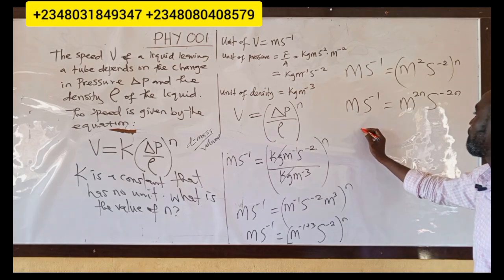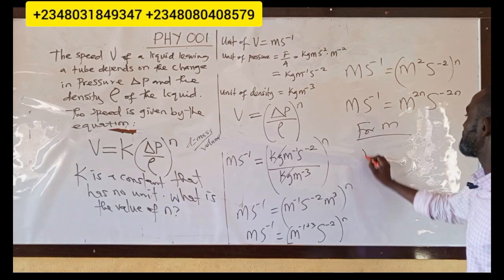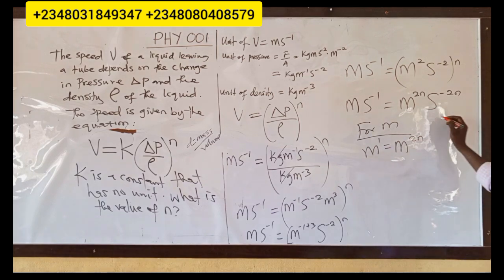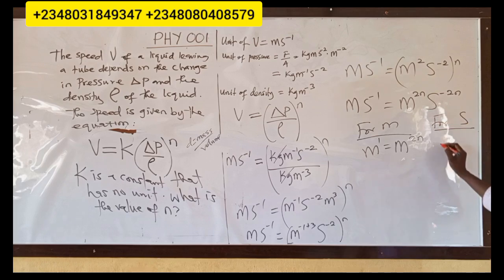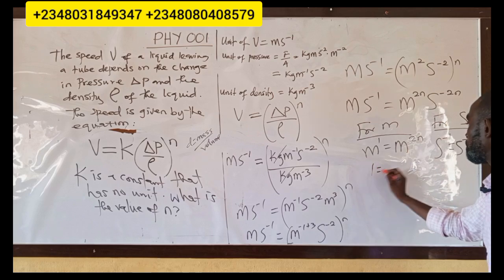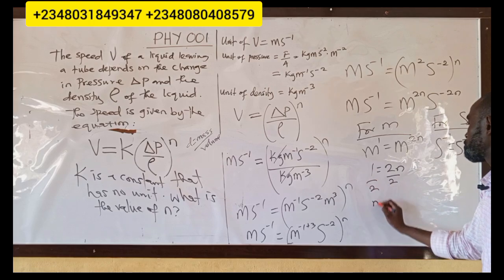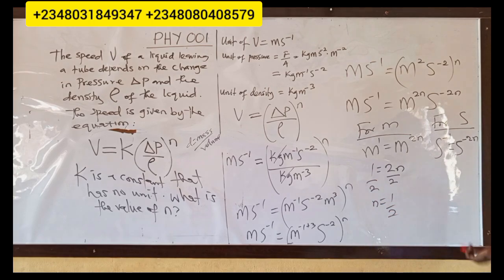For m, m to the power 1 equals m to the power 2n. You can use this. Or for s, s to the power minus 1 equals s to the power minus 2n. So we equate their powers: law of indices, the same base, different powers, we equate their powers. This gives 1 equals 2n. The next thing is to divide by 2, so our n equals 1/2. If you use the other one, minus 1 equals minus 2n, divide by minus 2, so our n equals 1/2. Either one gives the same answer.